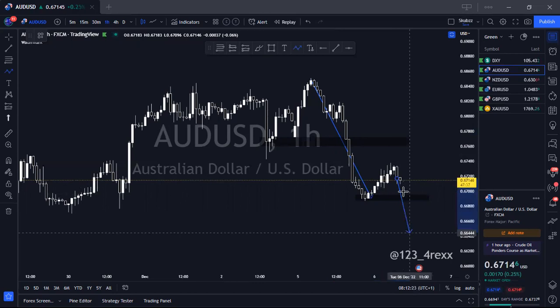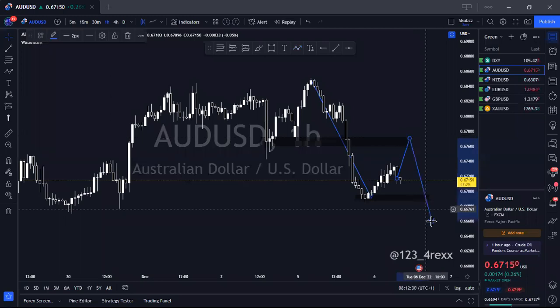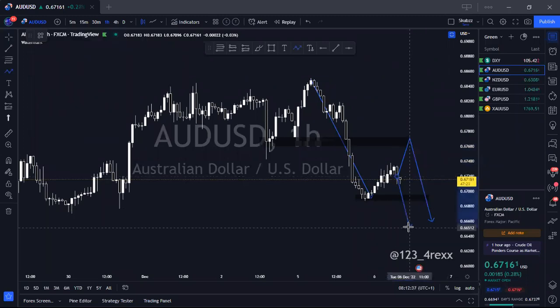But if I see price coming to these levels, then what I'll be looking for is an entry criteria to take the sell to the downside. So that's what I'm going to be looking out for on AUDUSD. Either we break directly as we're pushing down right now, or we're going to pull back to test before we come down. That's basically what I'm watching out for on AUDUSD.